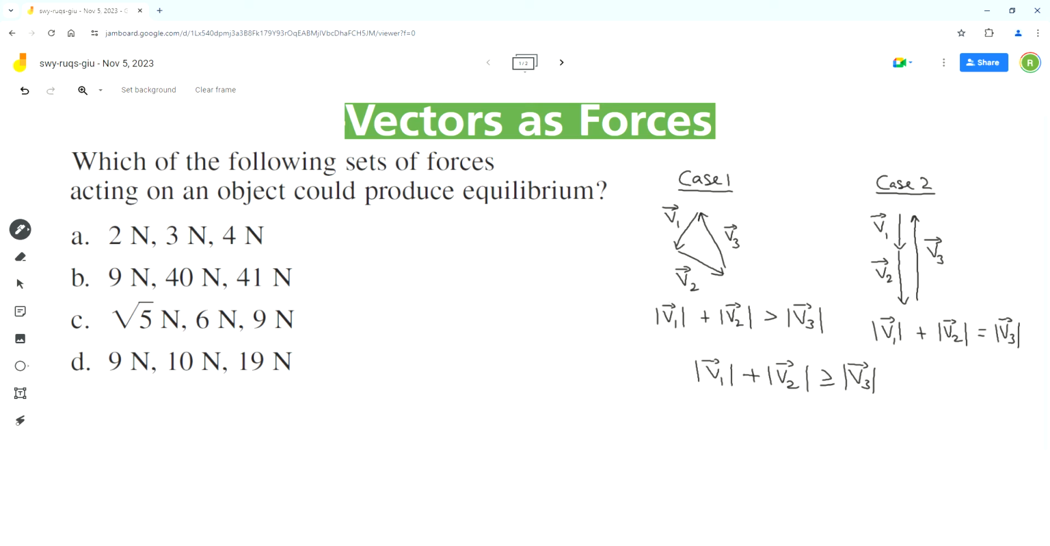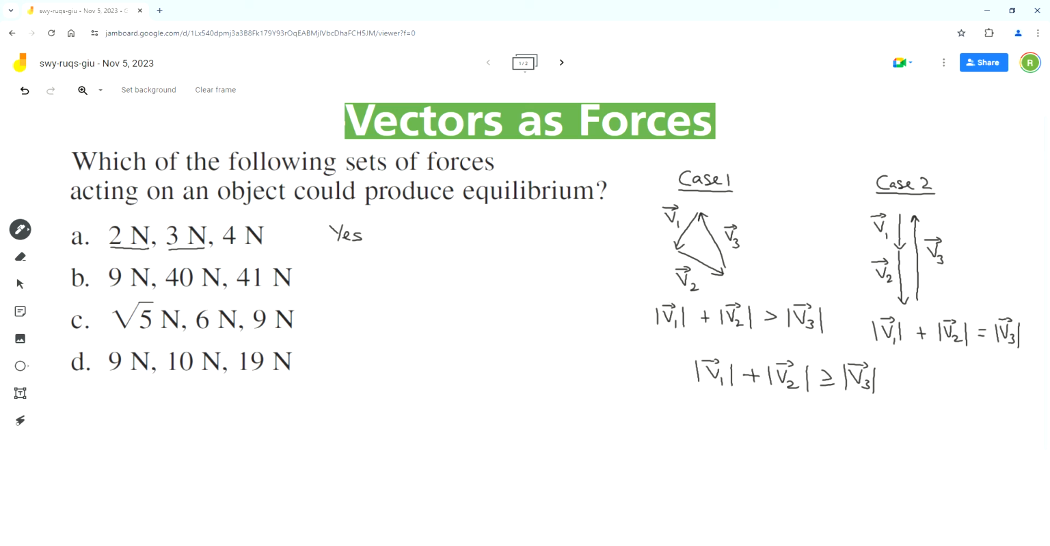So let's start with part A. In part A, the two smallest forces are 2 Newton and 3 Newton, and their sum is equal to 5, which is greater than the magnitude of the third force. That means the set A can produce equilibrium. And this corresponds to case 1.